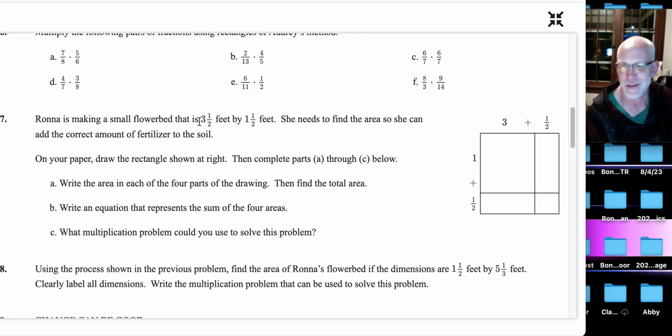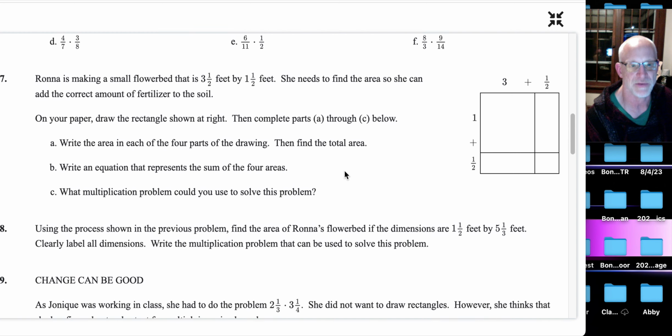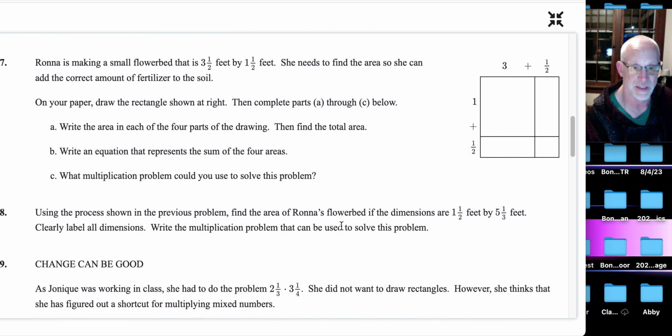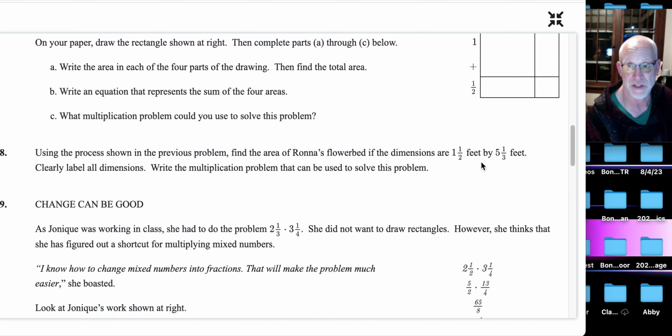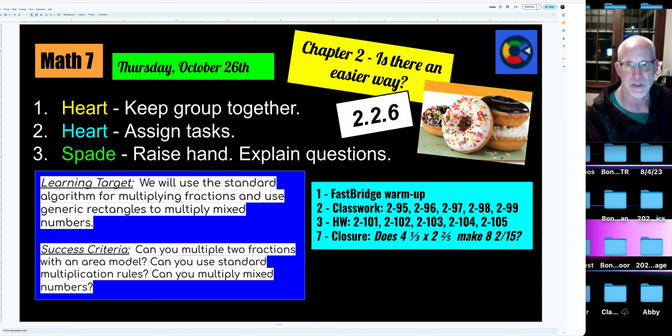Okay, so now they're getting into some mixed numbers, right? So it's a little bit different. Then we say use this process in the previous problem. Find the area of Ronan's flower bed if the dimensions are 1.5 by 5 1/3. Label all the dimensions. Write the multiplication problem that can be used to solve this problem.